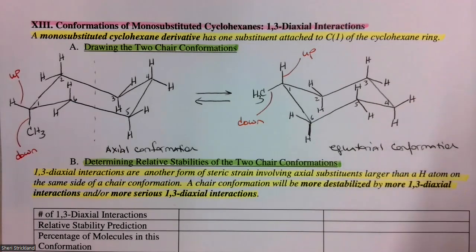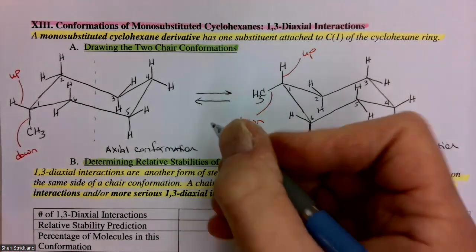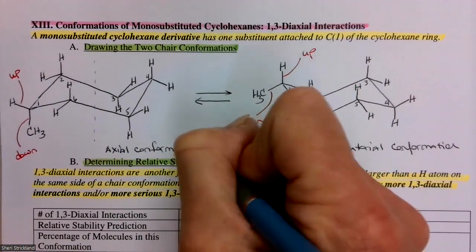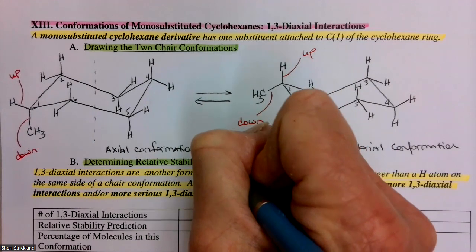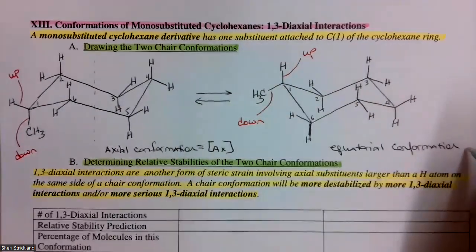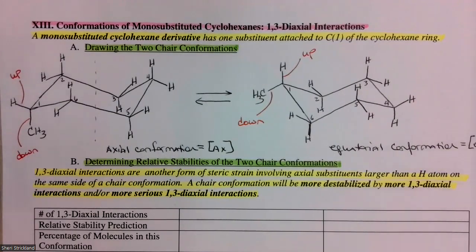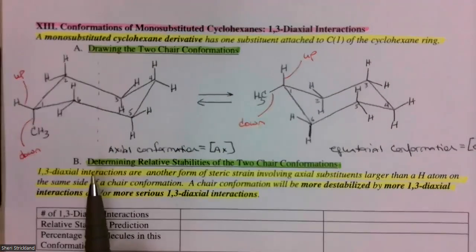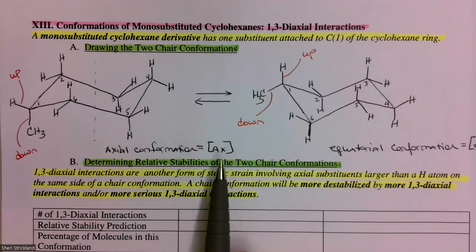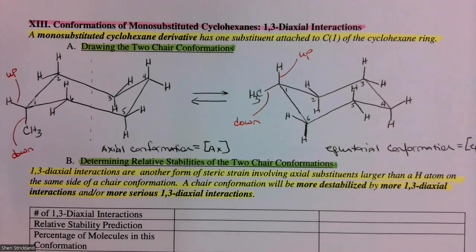All right, let's abbreviate this like this, and then we'll be able to use these labels below. So if we want to determine the relative stabilities of these two chair conformations in solution, then what we need to look at is the 1,3 diaxial interactions.